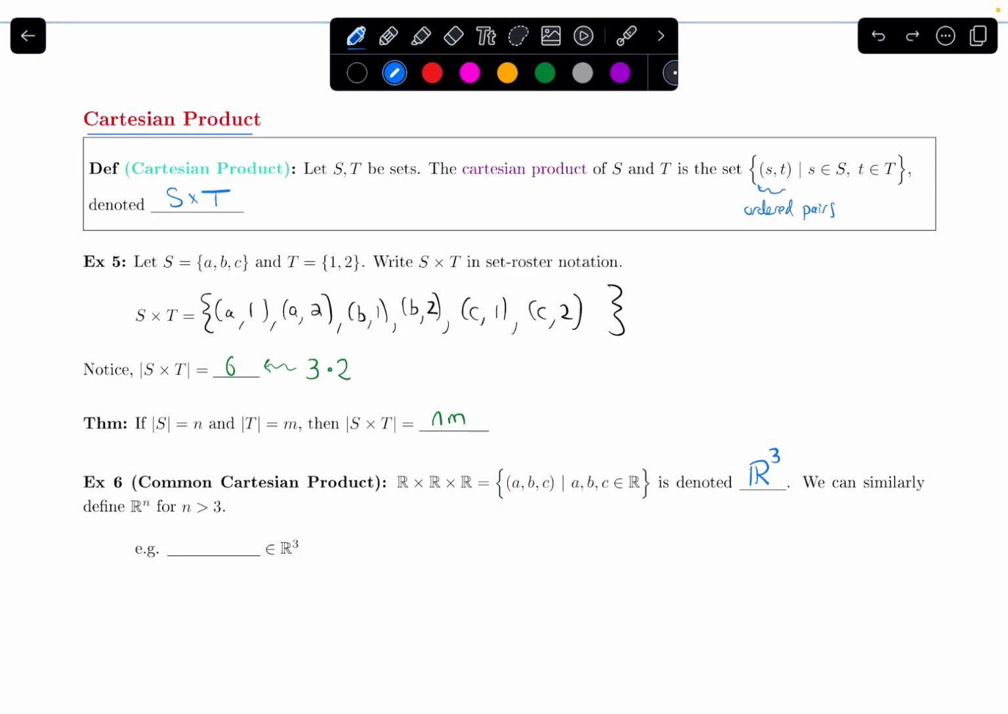I could similarly define this thing for other values of n. So for example, one element of R3 would be, maybe I have 1 first, because that's a real number, and then maybe I have 7.2 next, and maybe I have pi next. That would be an example of R3. It's a tuple that has 3 elements, and each one of those elements is a real number, so it's an element of R3.